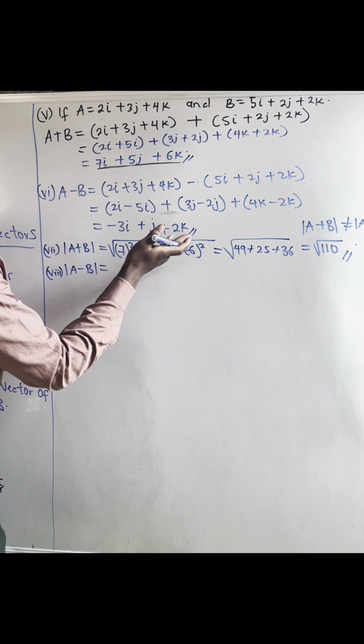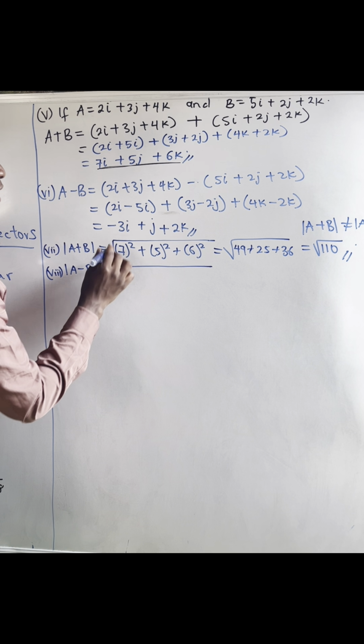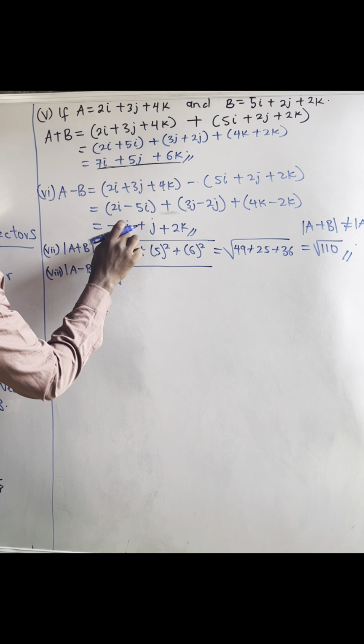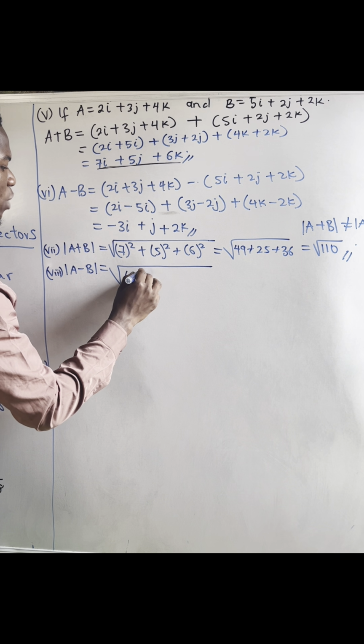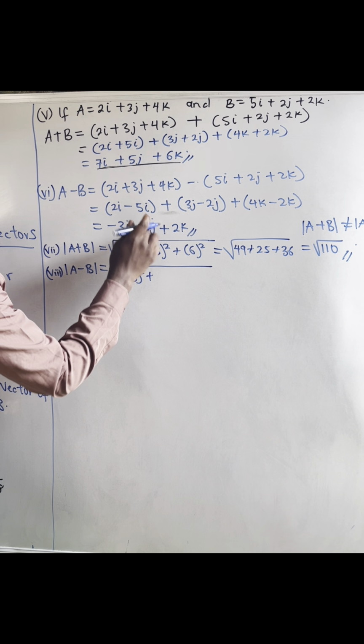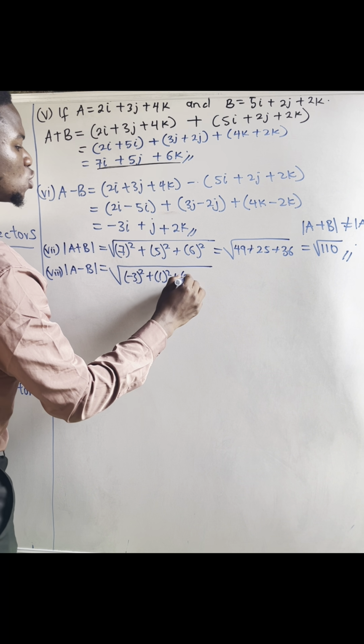Okay, for the magnitude of A minus B, we will firstly do A minus B. Our A minus B is this. This will be equal to the square root. What is the coefficient of i in A minus B? That is minus 3, in brackets, minus 3 all squared, plus the coefficient of j, that is 1, 1 squared, plus the coefficient of k, that is 2, 2 squared.